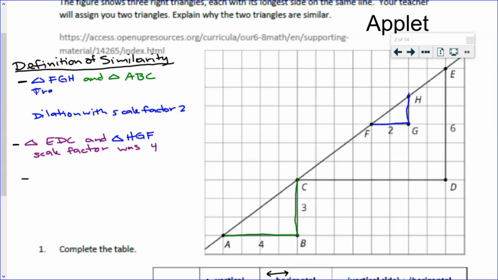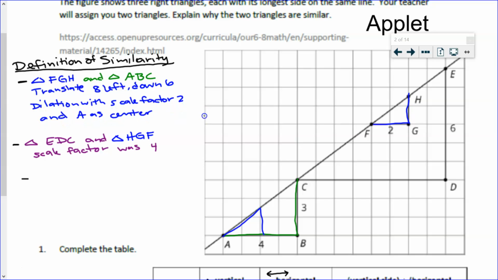We're going to translate FGH. Let's see, how much would that be? Down 1, 2, 3, 4, 5, 6, and 1, 2, 3, 4, 5, 6, 7, 8 to the right. Translate or left. 8 left. Down 6. And now that puts that triangle in this position here. And now it's a lot easier to see. Dilation with scale factor 2 and A as the center. If we do that translation first, then it does help us identify that center of dilation a bit easier.